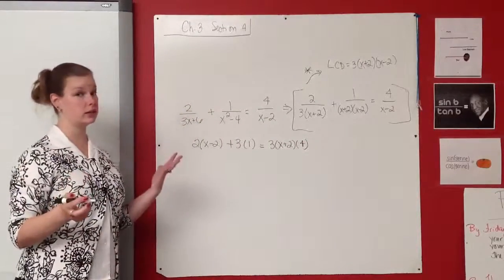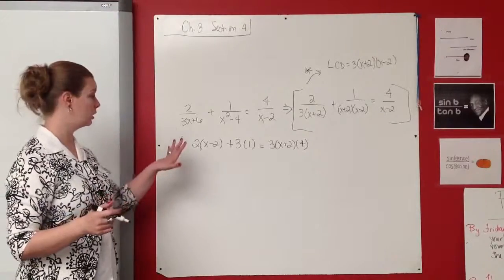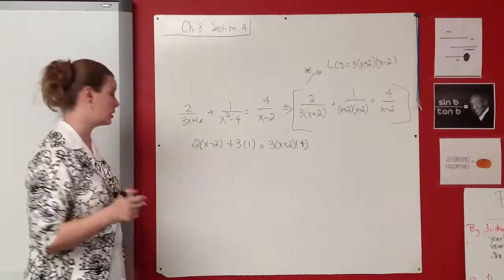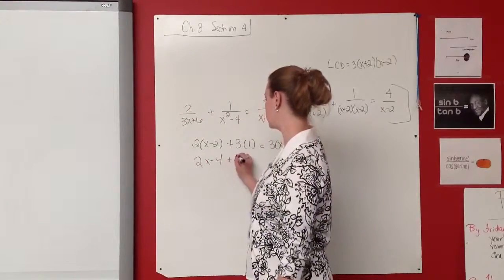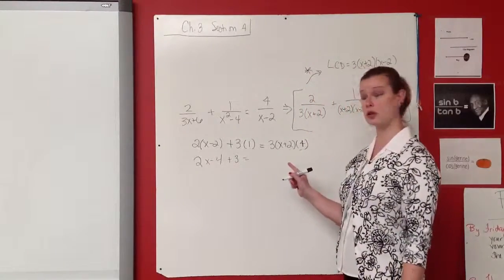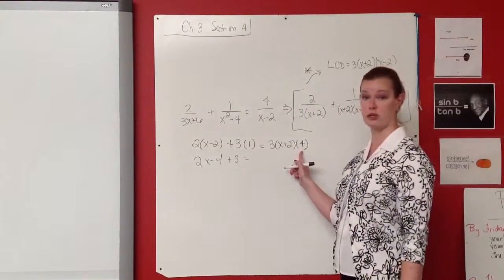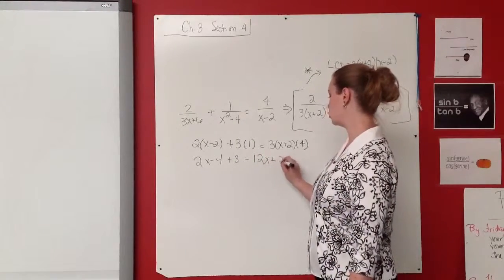Now it looks like just a regular equation that you've seen in algebra at some point, and you just begin solving. Distribute first, that's always the first thing that you do. So you'll have 2x minus 4 plus 3 equals, I'm going to multiply, since multiplication is commutative, the 3 and the 4 first for 12. So then I'll have 12x plus 24.